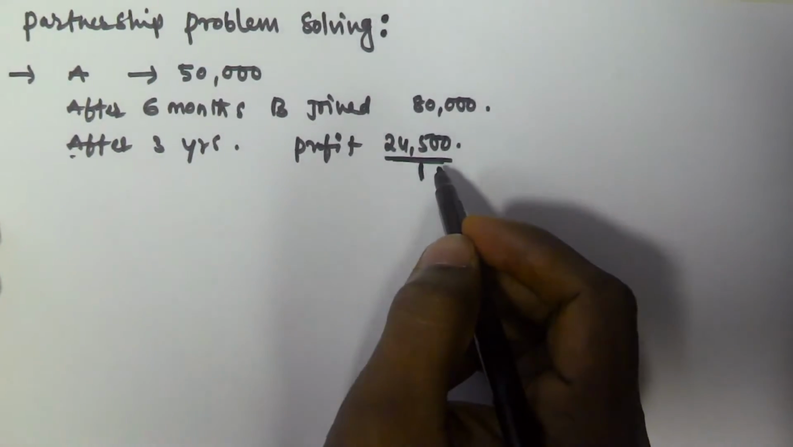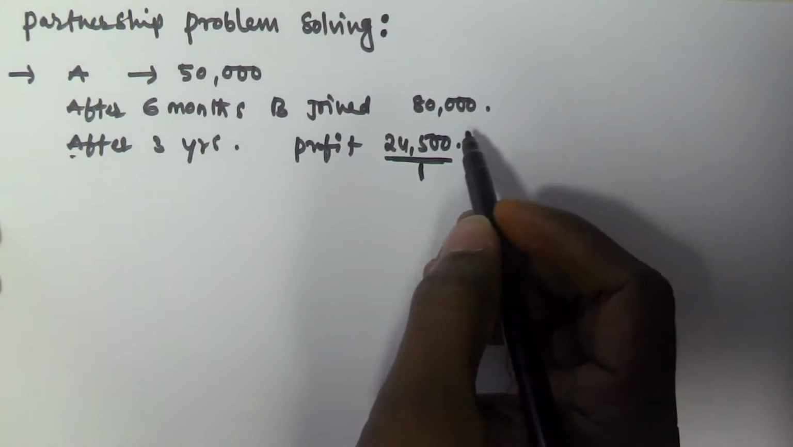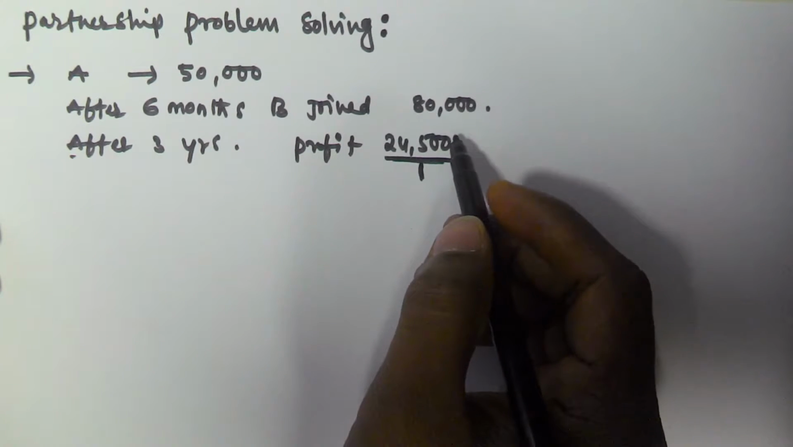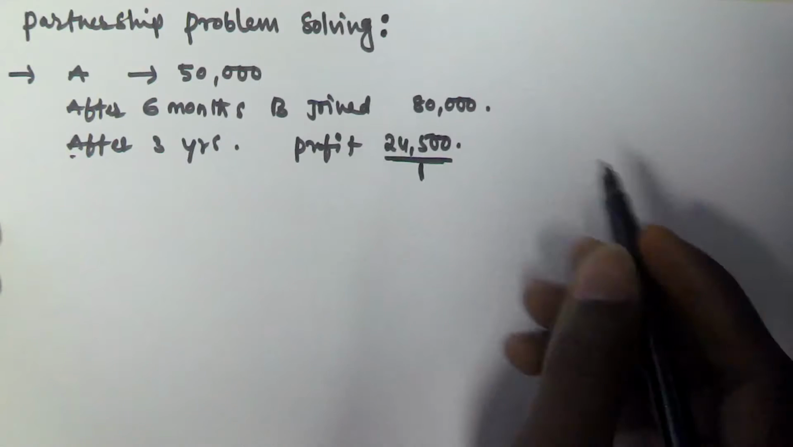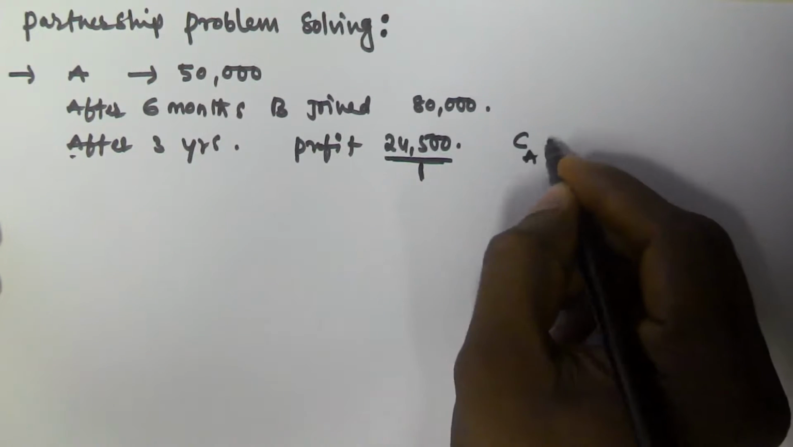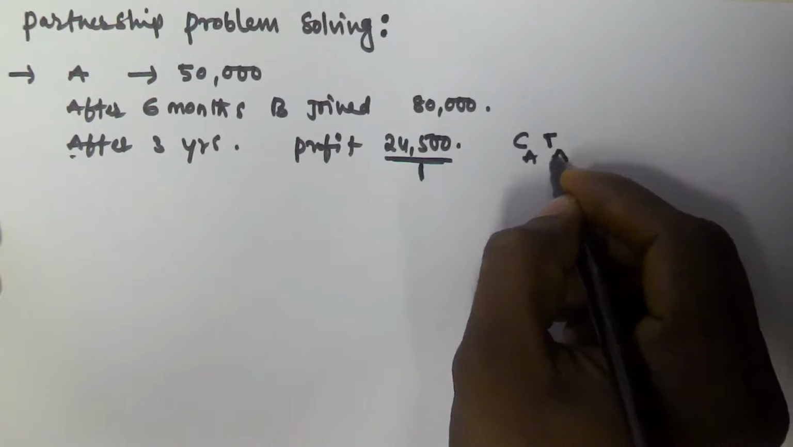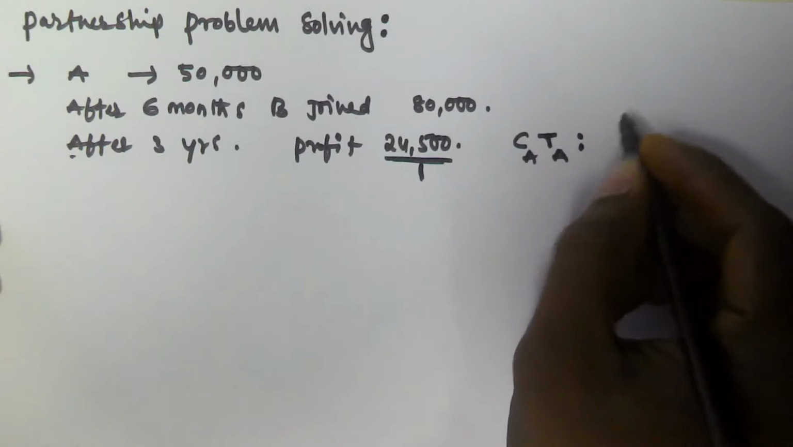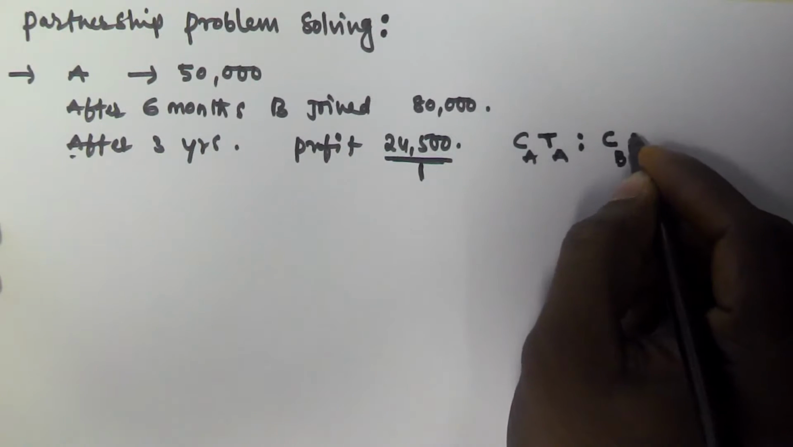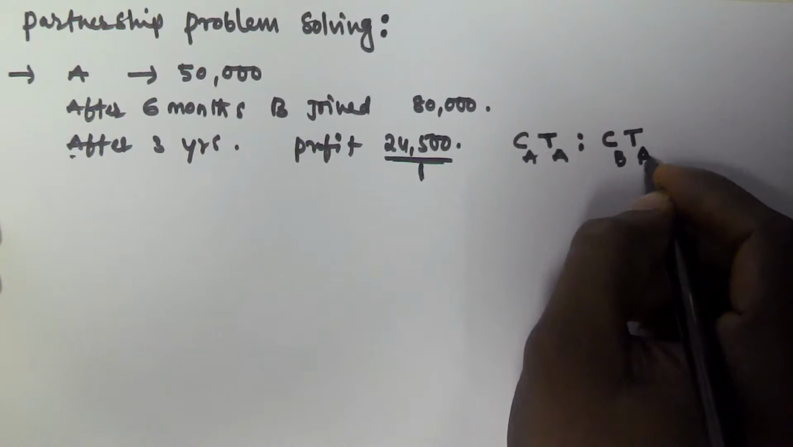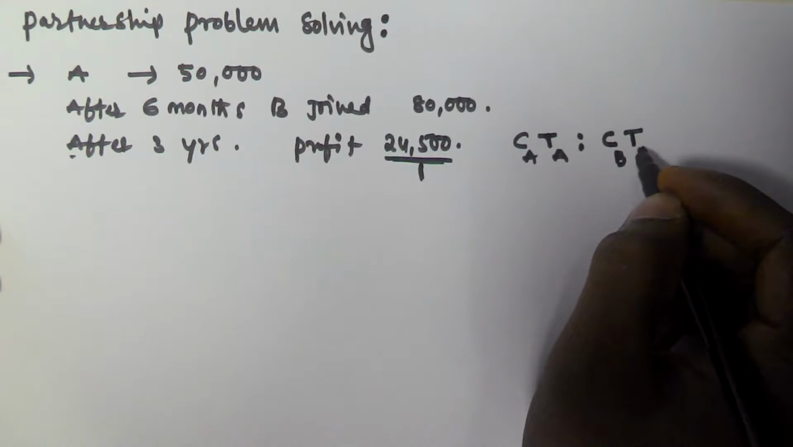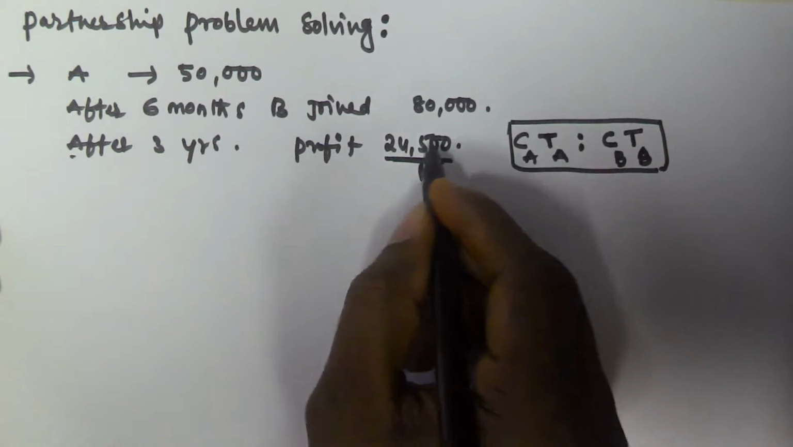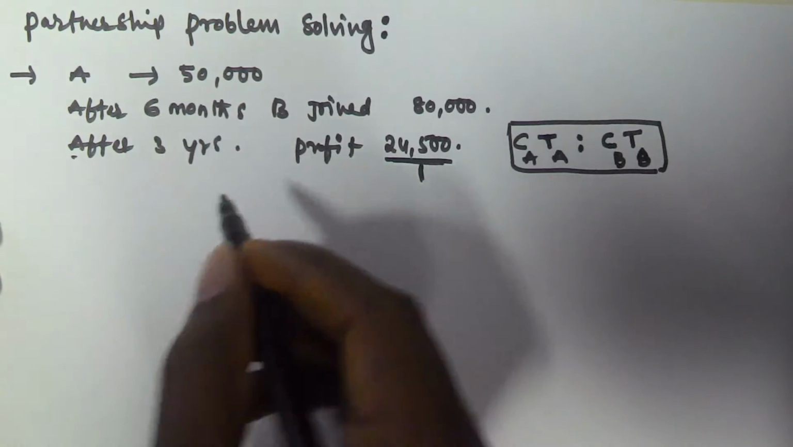As you know, in the previous video I told you, if the investors invest the amount for a different number of months, then their ratio in the profit or loss is given by the capital of the first person times the number of months he invested, to the capital B invested times the number of months B invested. Here T represents the time in number of months. So the profit is shared between A and B in this ratio.